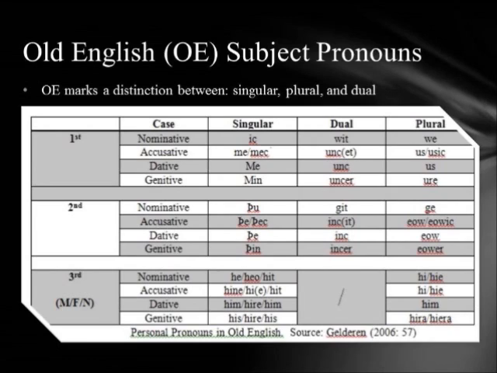Old English marks the distinction between singular, plural, and dual. We'll be getting back to dual shortly. If we're looking at the different forms of it, I'm not going to go over every single example, but you can see that ich or ik for the nominative first person is similar to the modern German but differs slightly from modern English I. Accusative me and dative me correspond generally to modern English me.